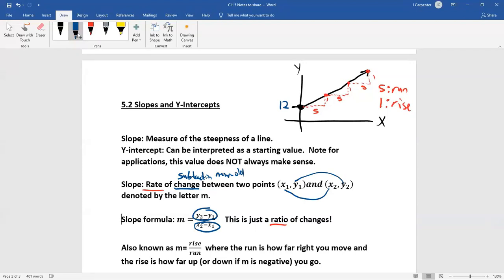What is the rate of change specifically? It's rise over run. Rise implies height. Height is y values. Run is how far we go right. Right is x values. So it's supposed to be the vertical change divided by the horizontal change, which is why we go y2 minus y1 over x2 minus x1.